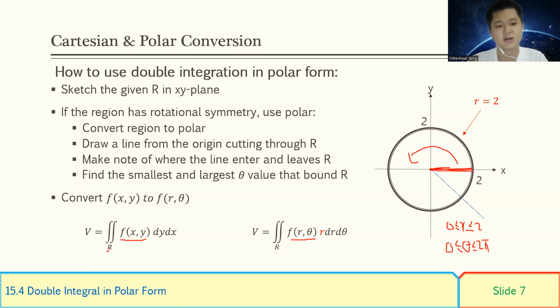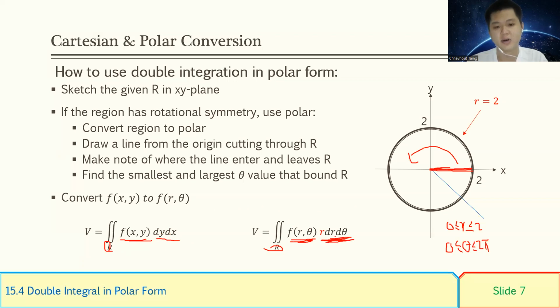So far we have converted the region, and we have converted f of x, y to f of r, theta. What about dy and dx? Well, when you convert it into polar form, remember it's not just dr d theta, it's r dr d theta. So they are going to be r dr d theta always.